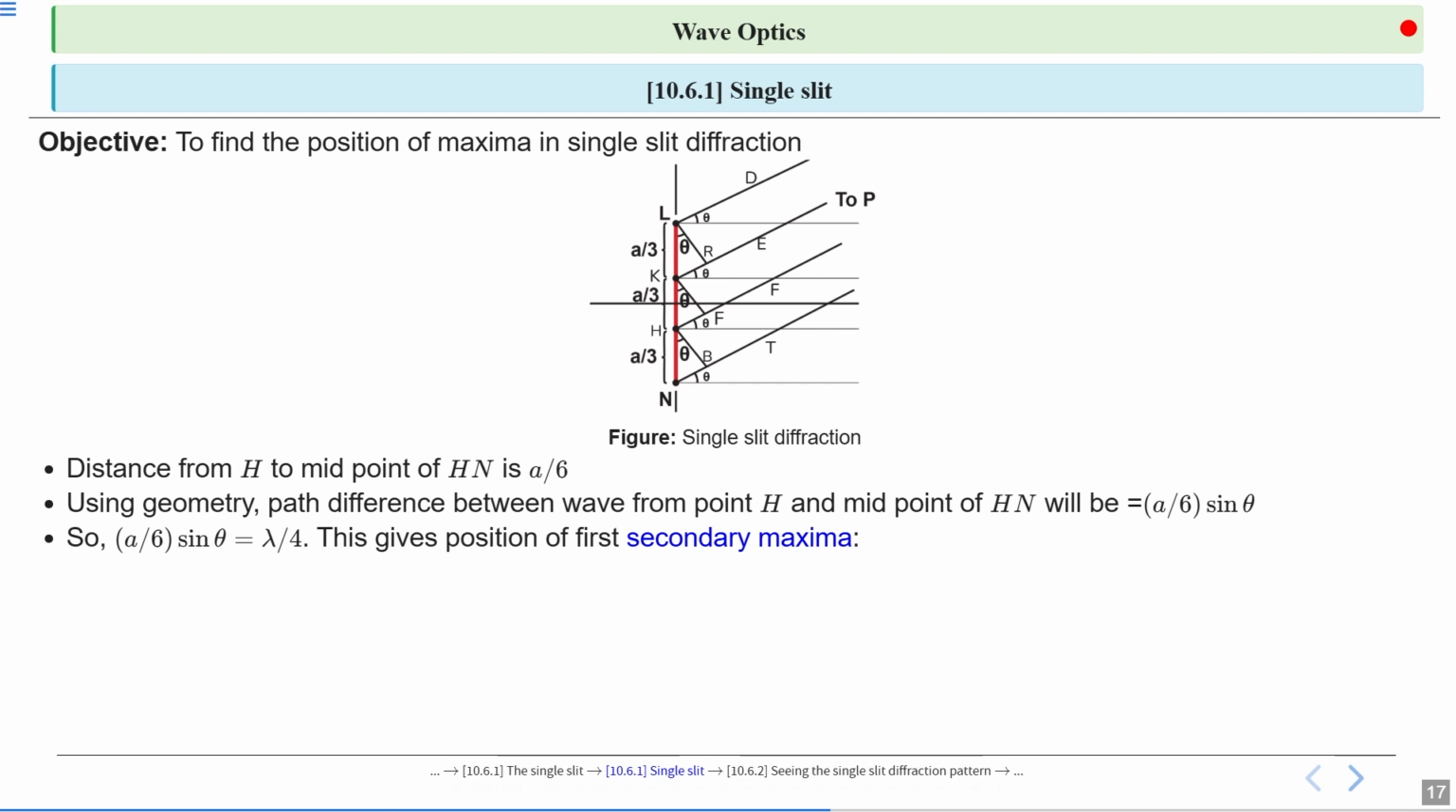This equation, a upon 6 multiplied by sine theta equals lambda upon 4, shows us how the wavelength and the angle theta are related to the diffraction pattern. Finally, we solve for the position of the maxima with the equation a multiplied by sine theta equals 6 lambda upon 4, which results in 3 multiplied by lambda upon 2, which we considered earlier. This tells us that the angle at which the first secondary maxima occurs is determined by the ratio of wavelength to slit width.